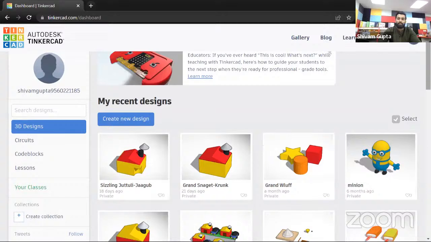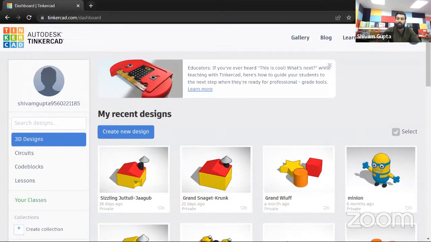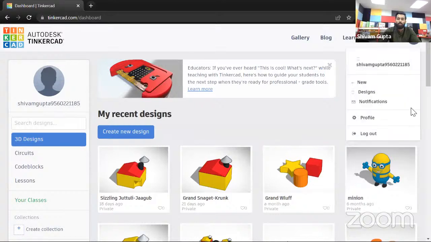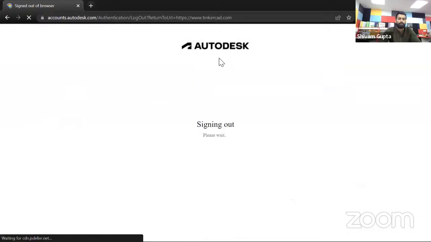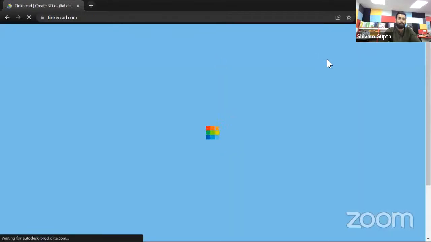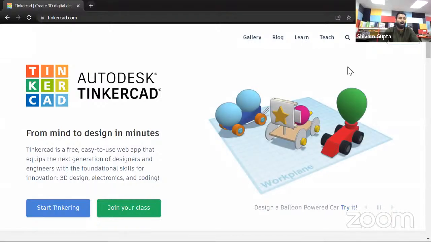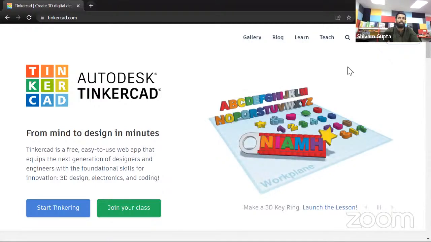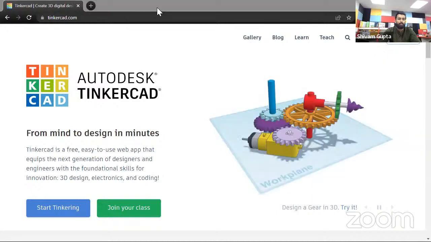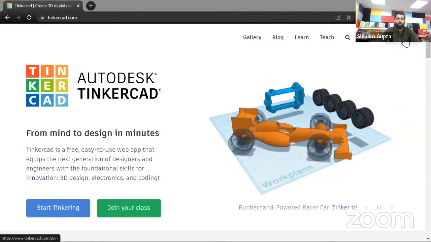So as you can see, Tinkercad has been opened, but I have used this platform before. Now I'll do one thing. I will be logging out. So I hope you will be finding this kind of page. So this is the home page, and here you can click on join now to make your account.